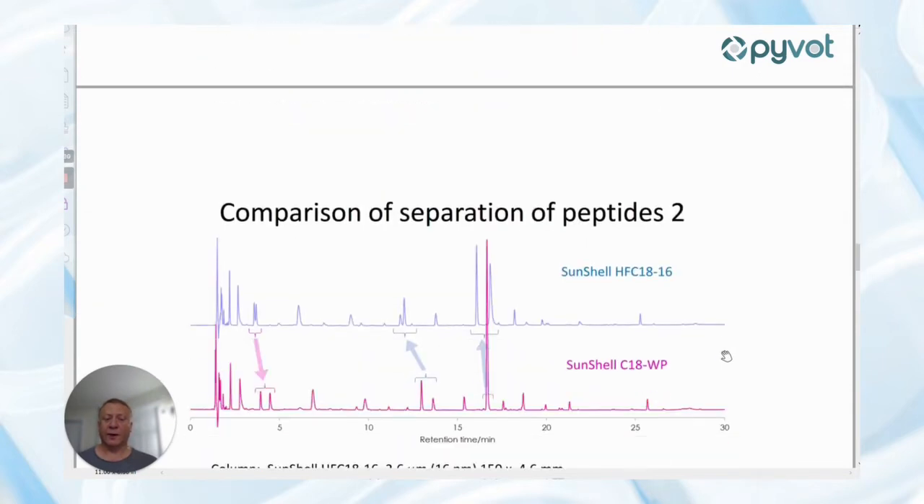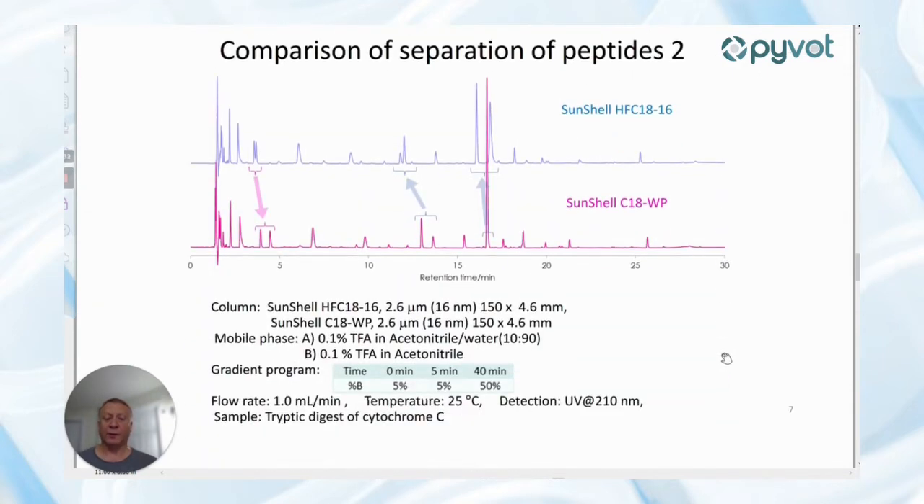We'll look at a second comparison as well, the second example for peptides, and this is a sample using tryptic digest of cytochrome C. We're using a similar separation condition. The mobile phase here is 0.1% TFA and acetonitrile and water. You'll see that the separations are a little different, just to give you some more perspective as well. And we're using a gradient program here as well.